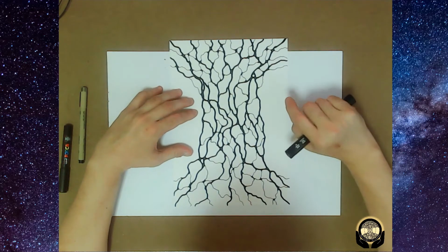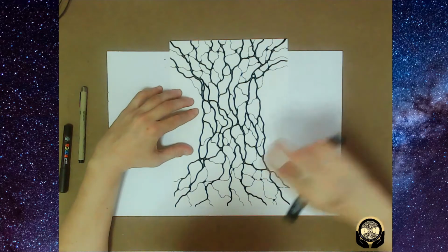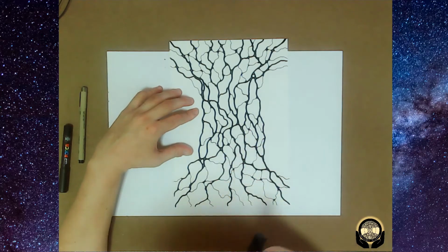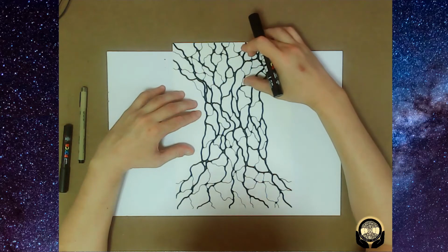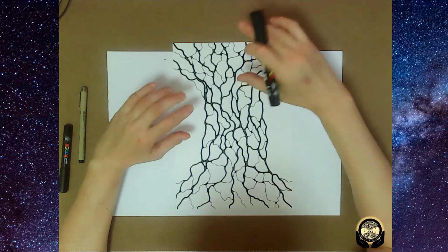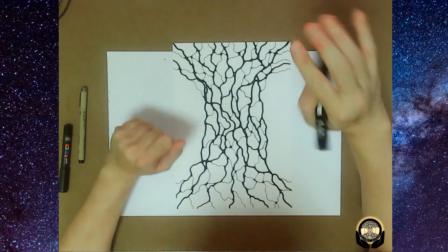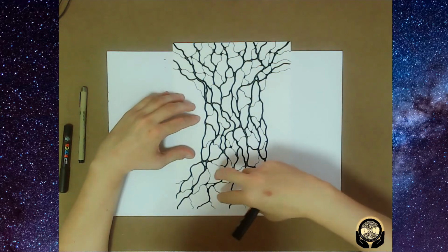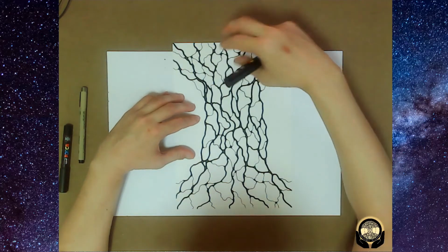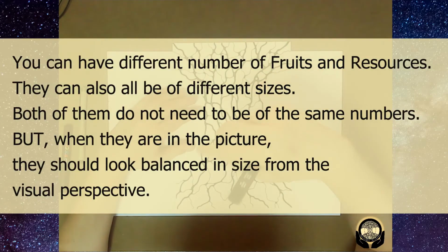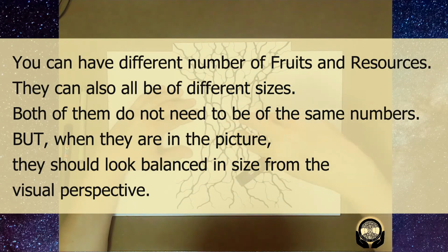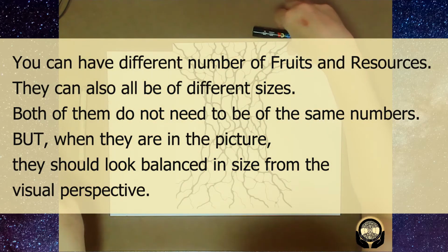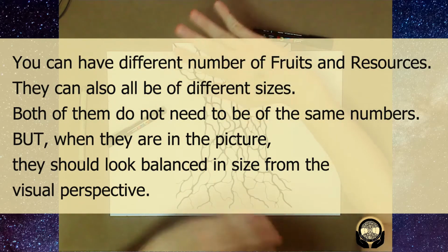But for now, just draw circles for your resources, any number that you want, and circles for your fruits, any number that you want, with the condition that your root part and your crown part must look balanced. You can't have more resources in your roots and fewer in your fruits. Okay? They must look about the same.